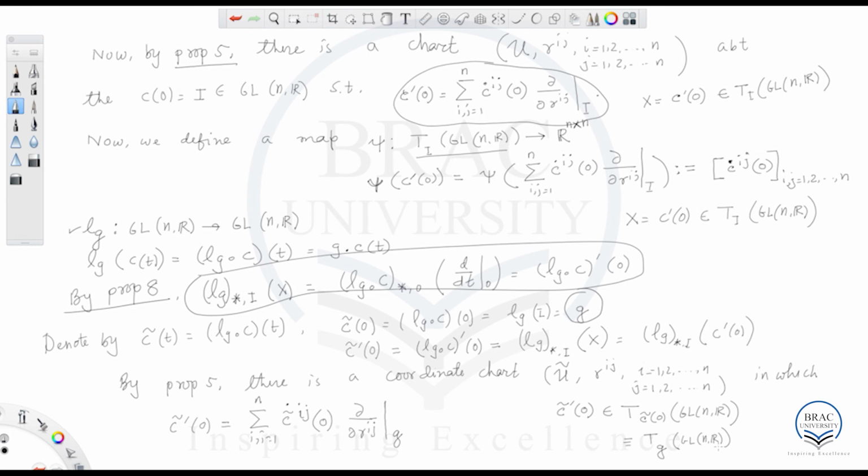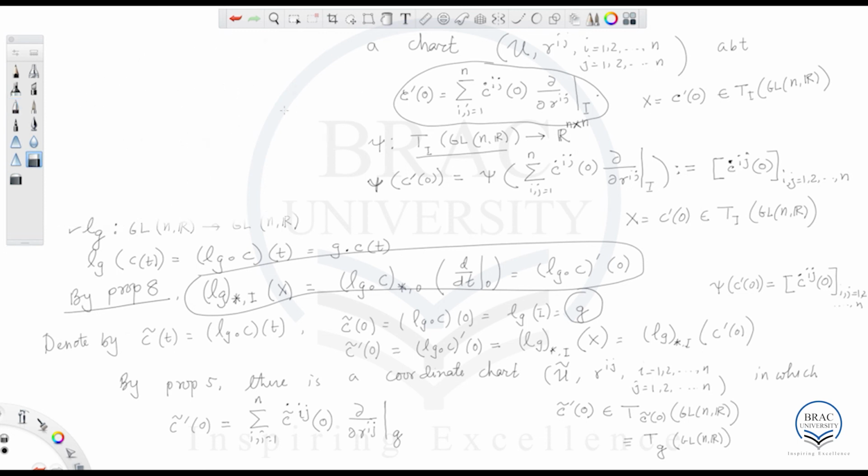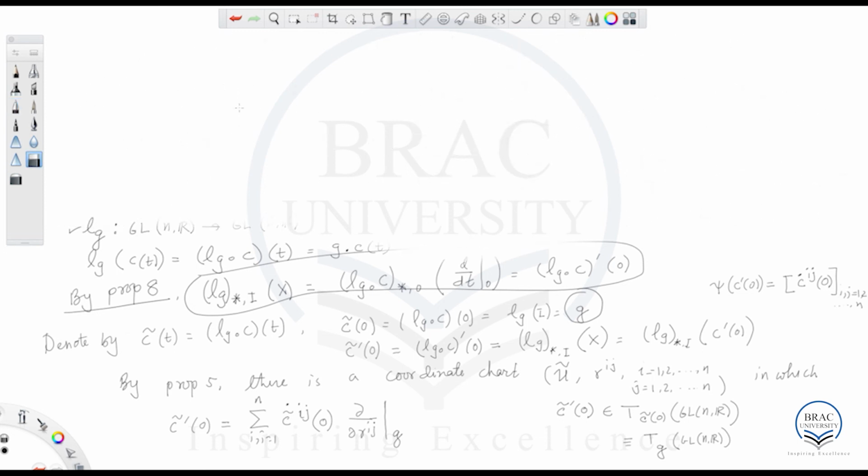Now, I will need this thing later. Psi of C prime of 0, let me write it, is equal to this matrix C dot ij at 0, ij from 1 to n. So now I can erase everything here. Okay, good.